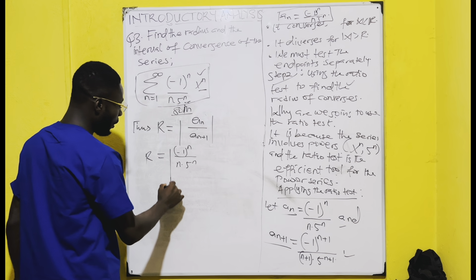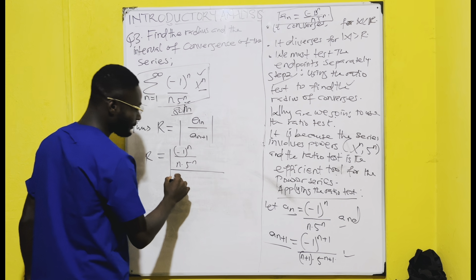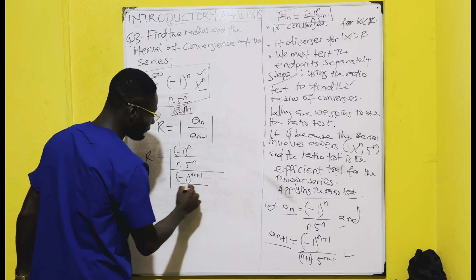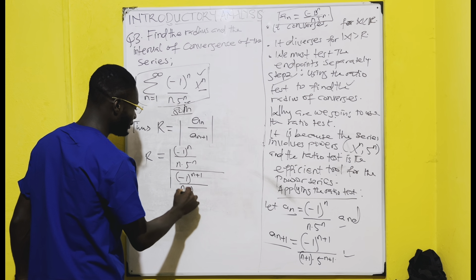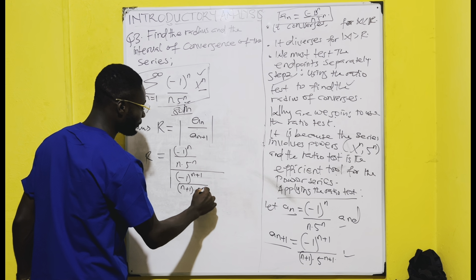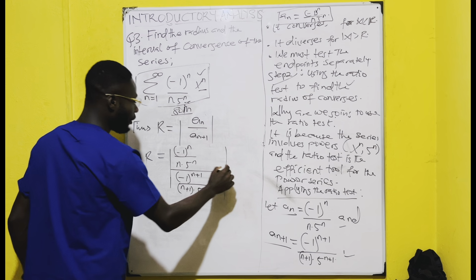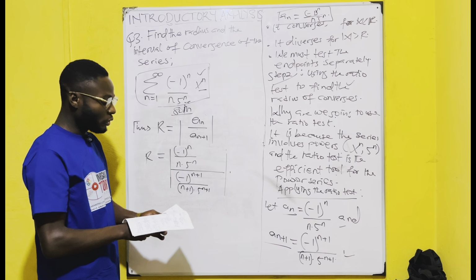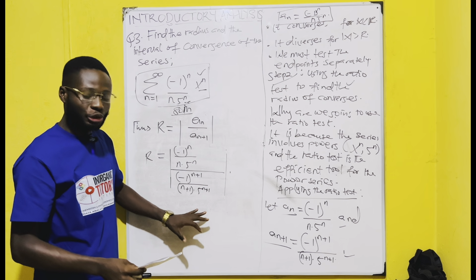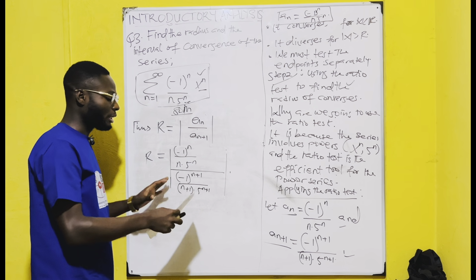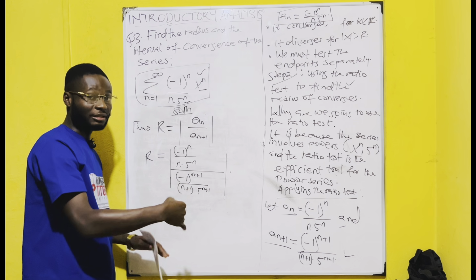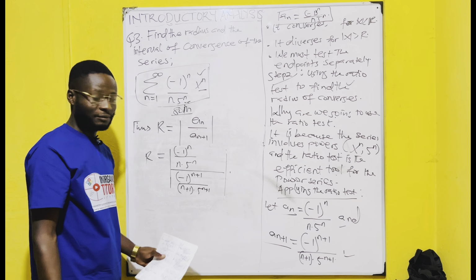N, or divided by (negative 1)^(n+1) divided by (n+1) times 5^(n+1), all in the absolute sign. So this is what we are going to do. We are just going to simplify this algebraic expression and then that's it.